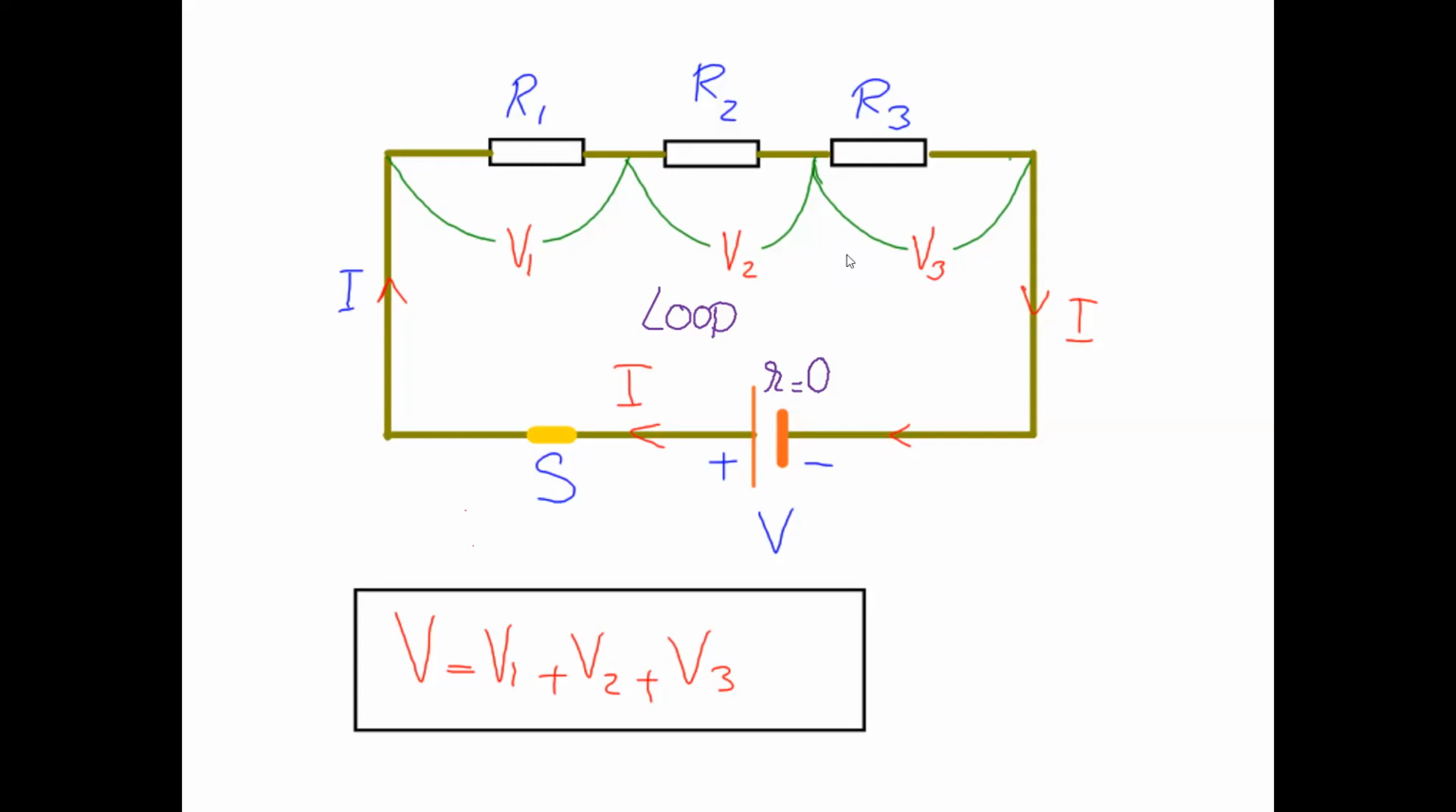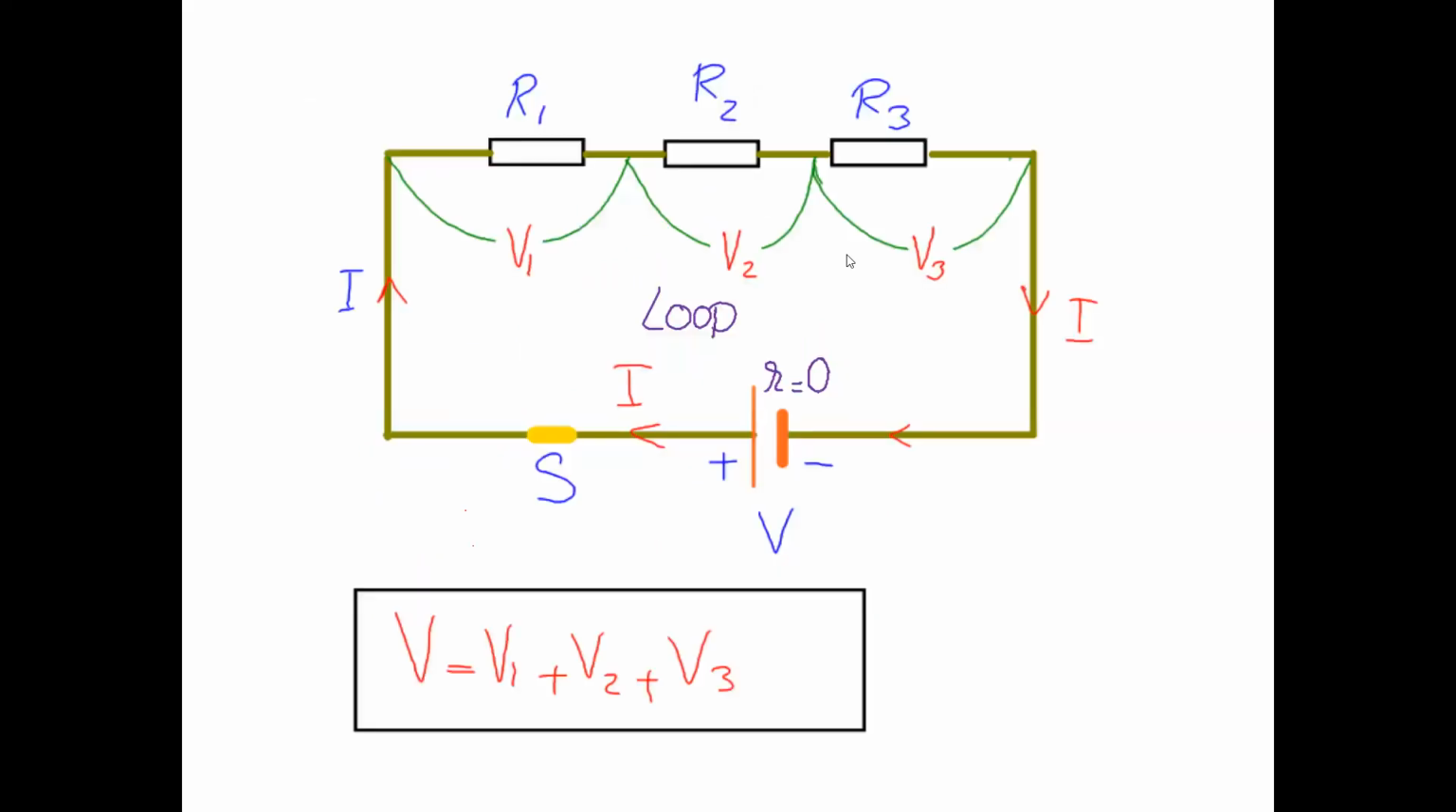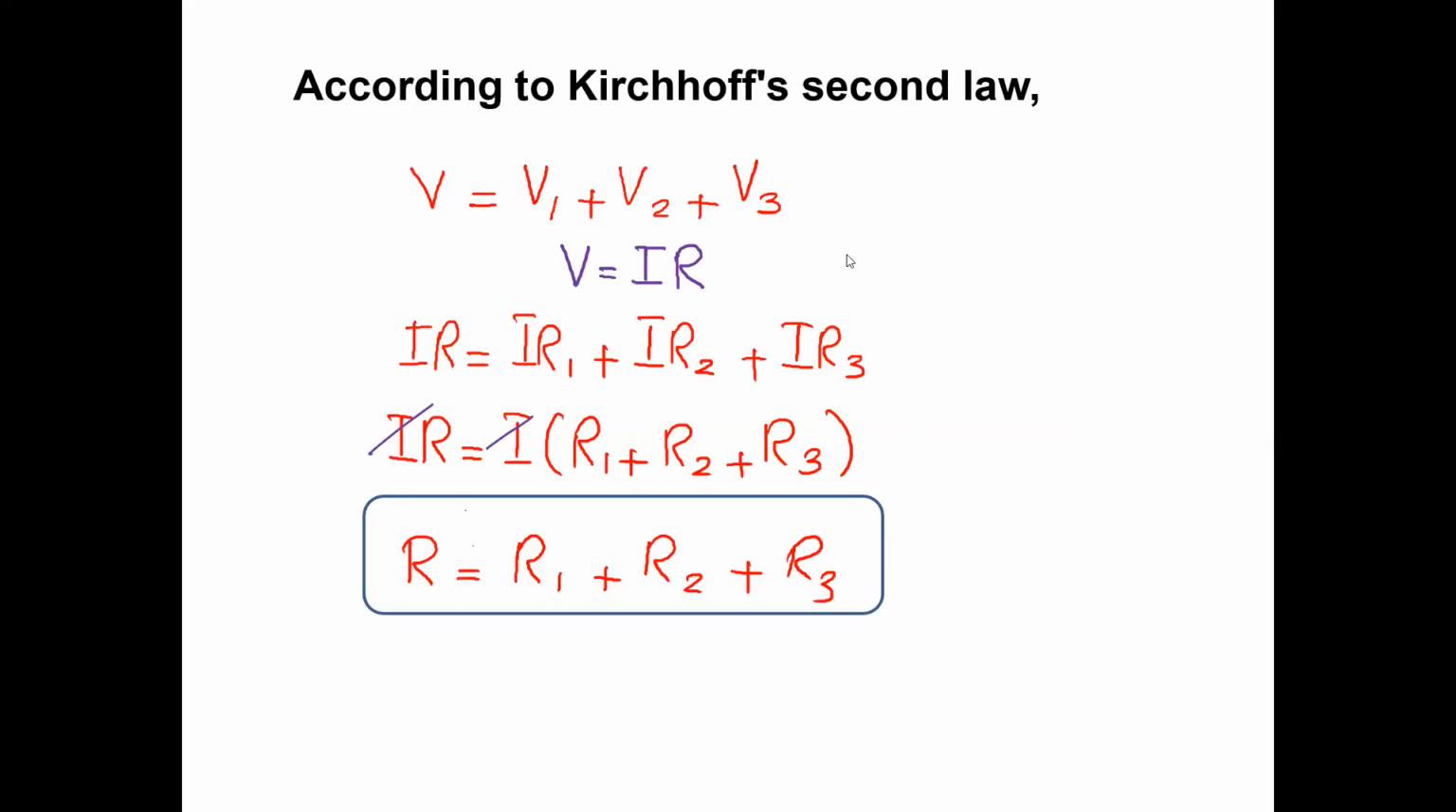Ohm's law says that V is equal to IR. So now you have to look at this. According to Kirchhoff's second law, V is equal to V1 plus V2 plus V3. V is equal to IR. So you can put IR there and you take common and you can cancel out I, and R is equal to R1 plus R2 plus R3. This is a small derivation based upon the idea that in series, voltage is divided and conserved. You have to copy this.